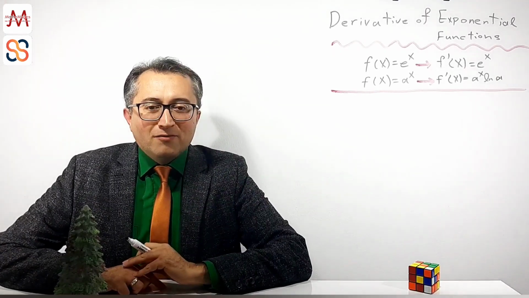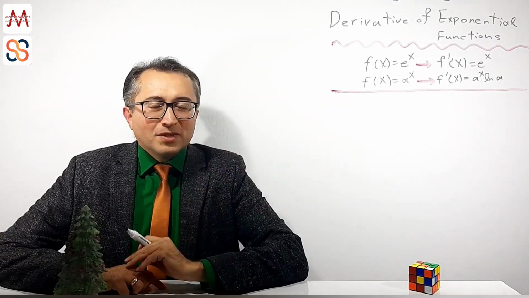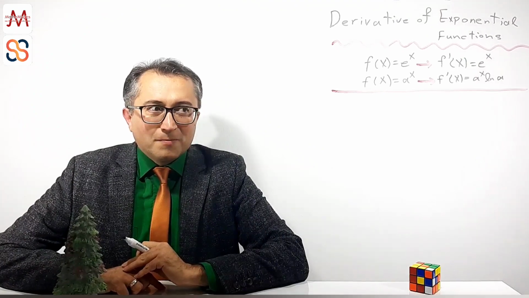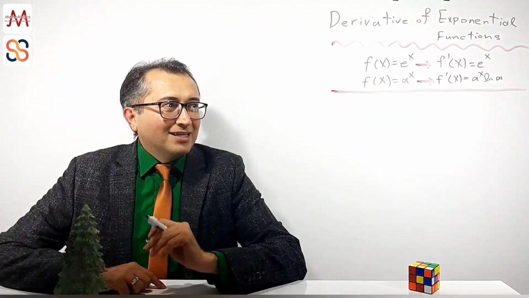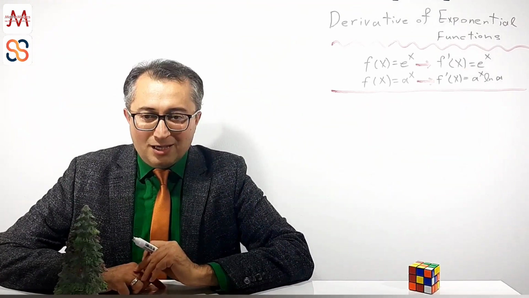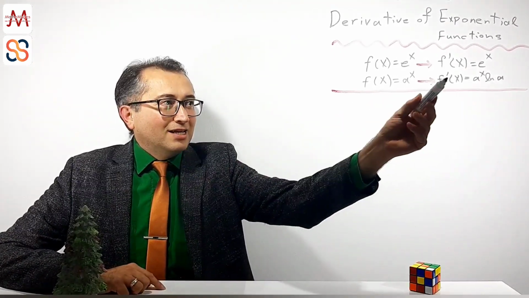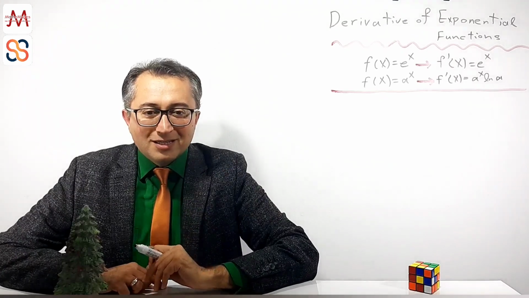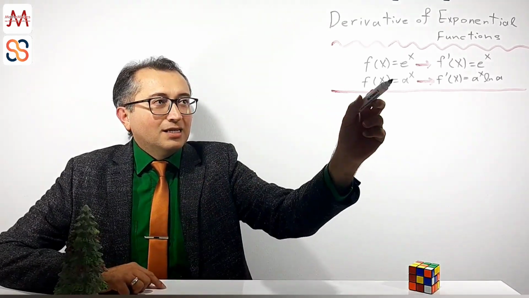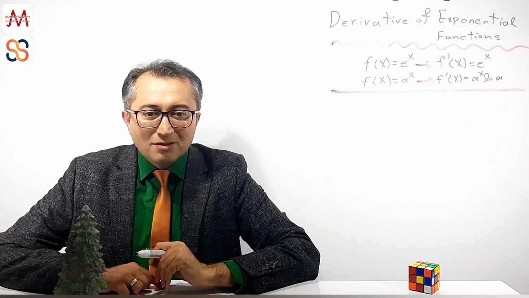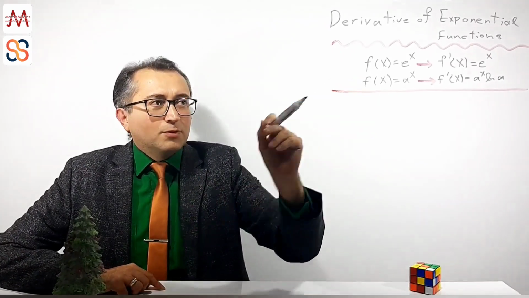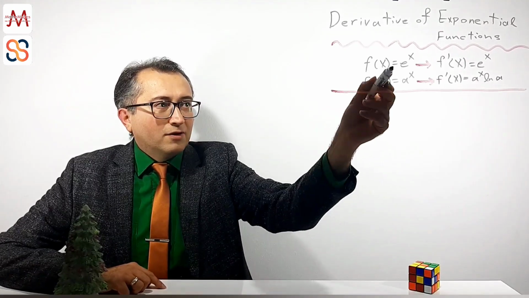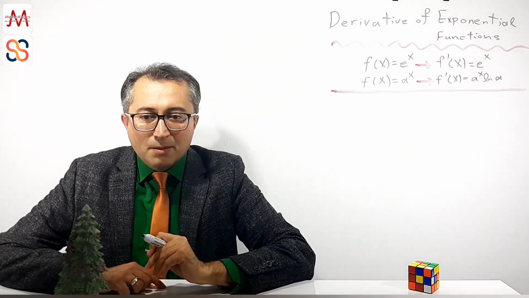If f of x is e to the power of x, the derivative of this function, f prime of x, is going to be e to the x again. As you see, the differentiation of this specific function is the same as its original form. This is the natural exponential function because of this e as the base.